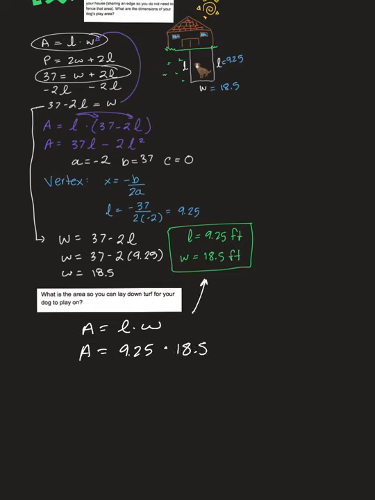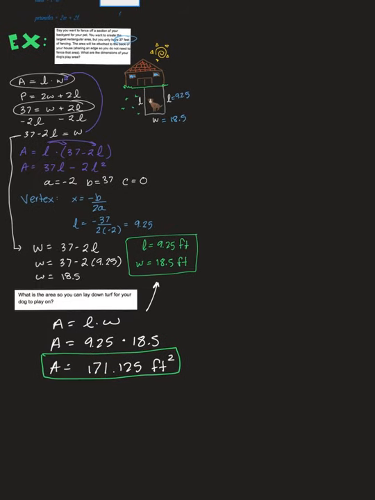Over here. And then when we multiply that together, we get 171.125. And then this is feet squared because we're doing feet times feet. So there's our answer for area. And then now let's relate this to visually what does a quadratic look like and how does solving for the vertex actually giving us the maximum area.